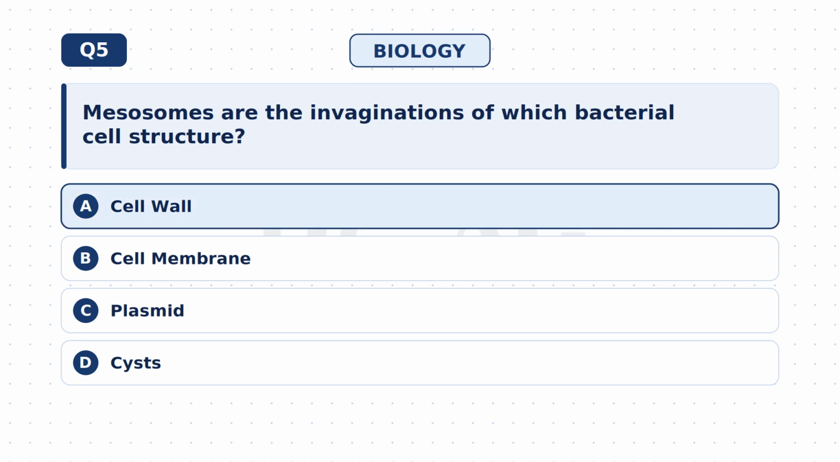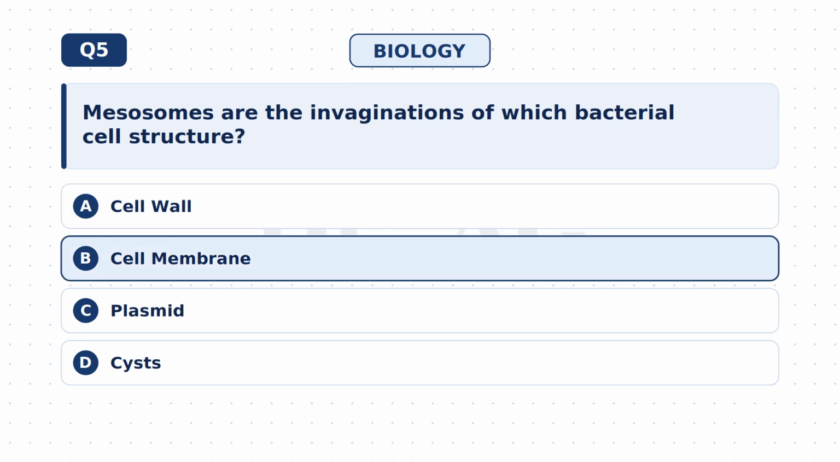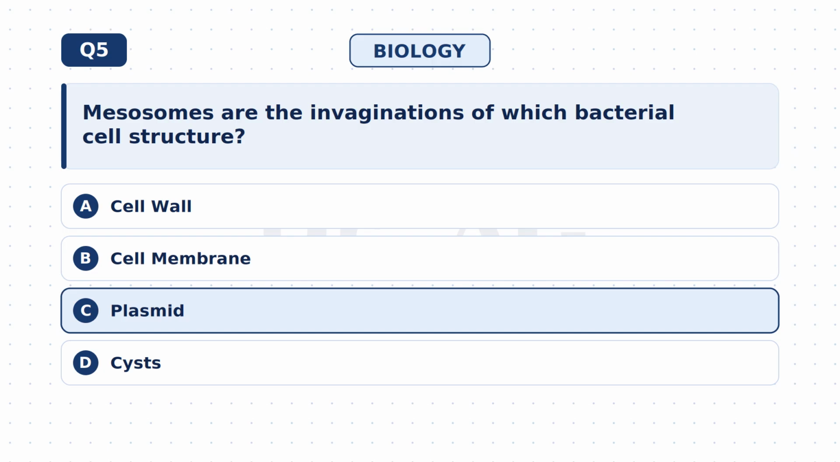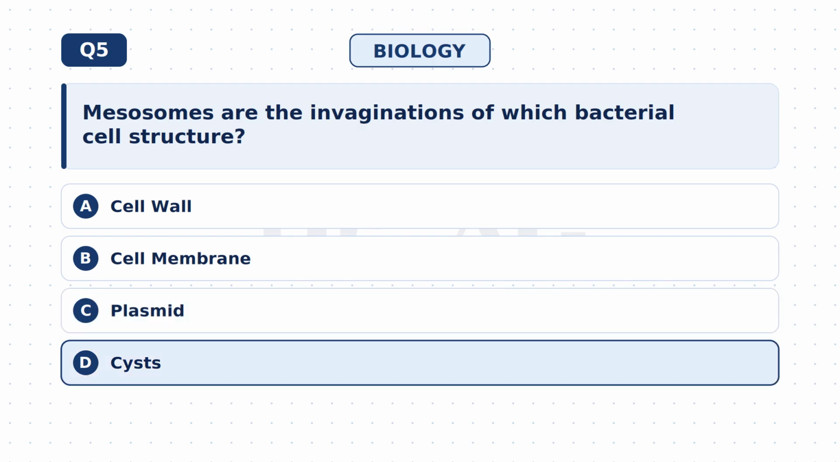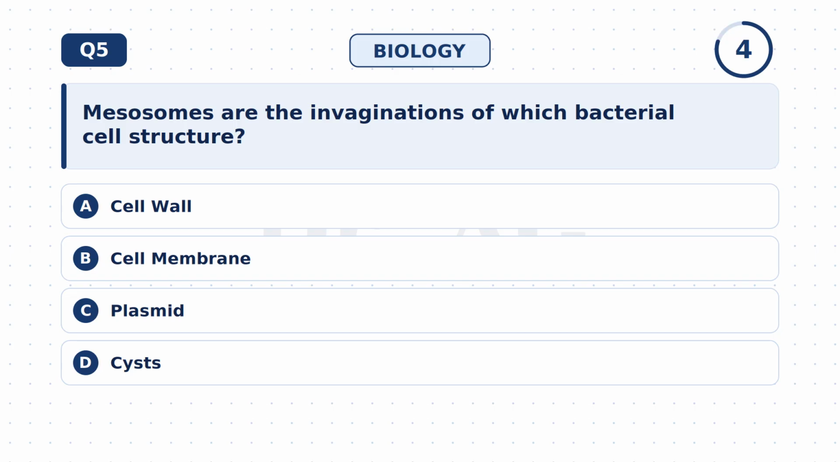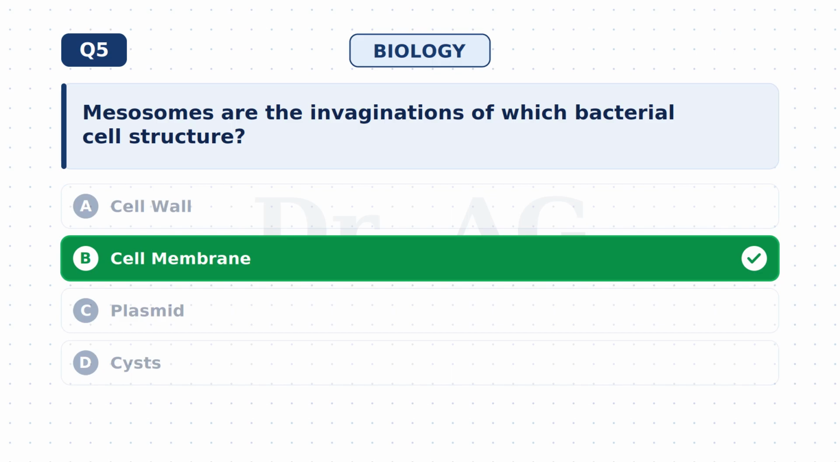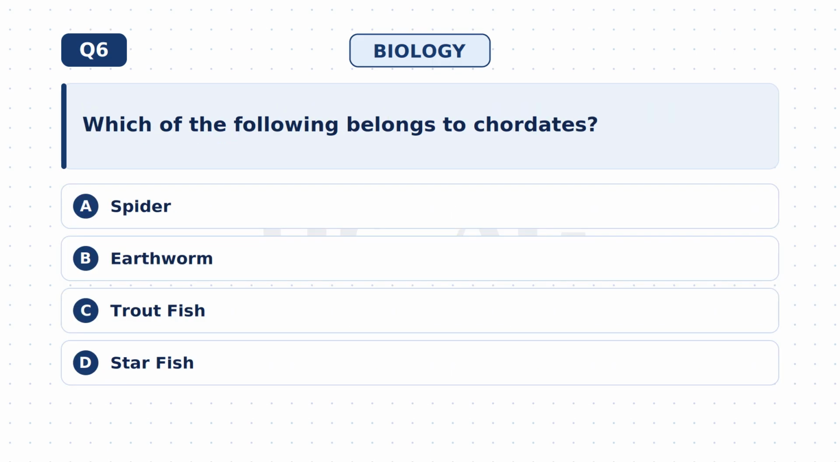Question 5. Mesosomes are the invaginations of which bacterial cell structure? Option A. Cell wall. Option B. Cell membrane. Option C. Plasmid. Option D. Cysts. The correct answer is B. Cell membrane.